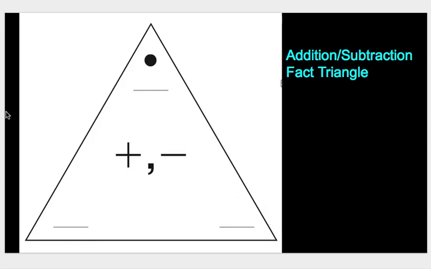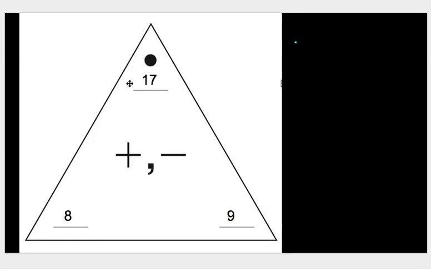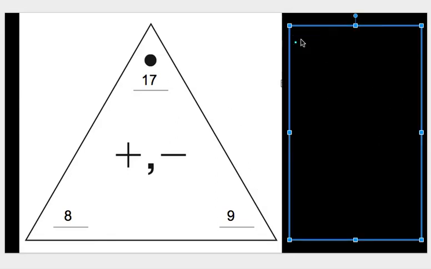Let's go ahead and look at an example. I have put in the numbers 17, which we know is going to be the sum, the number 8 in the bottom left, and the number 9 in the bottom right. Do you think that we can come up with the 4 facts that we can write for this fact family? One of them would be 8 plus 9 is equal to 17.